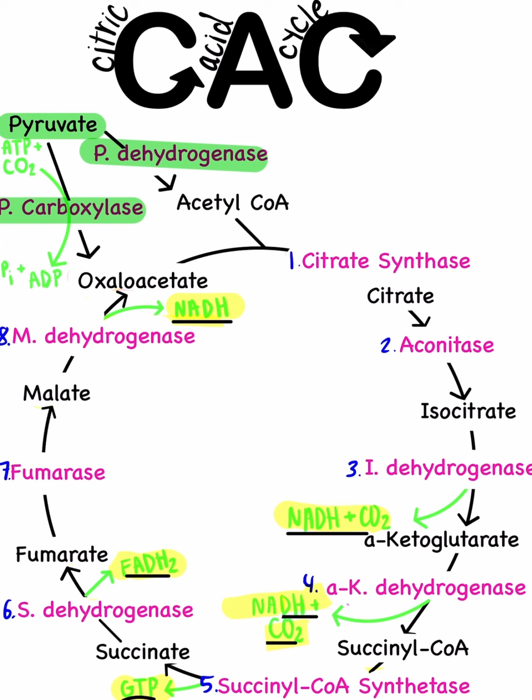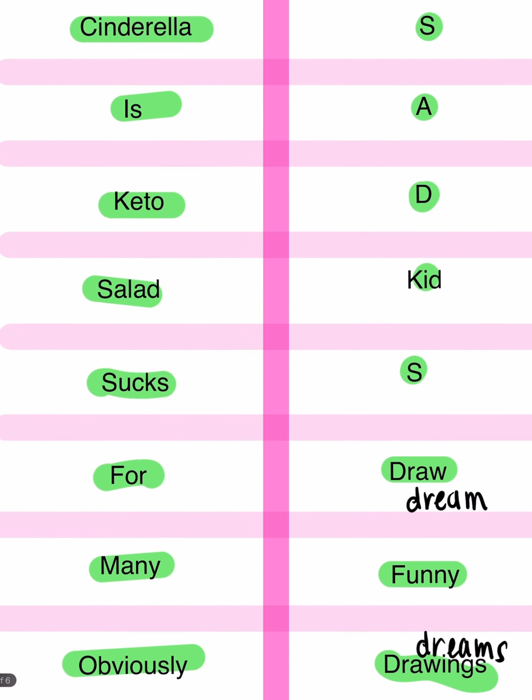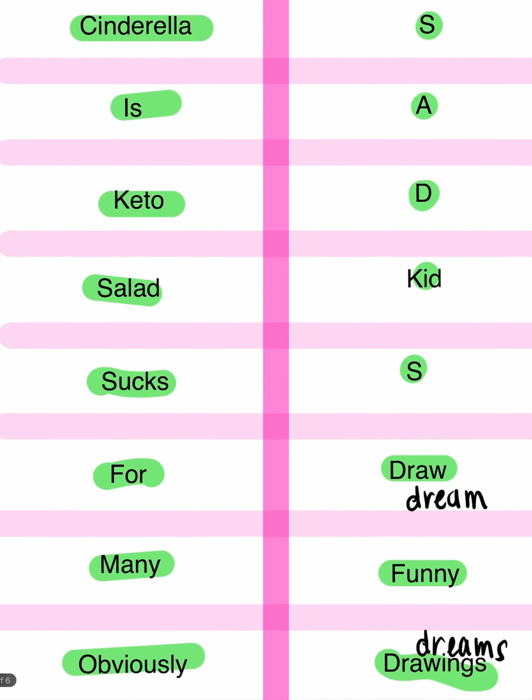So now that we've gone through all the steps and you've stuck to the end of the video, I'm going to reveal my secrets to memorizing this whole thing. For the enzymes, it's going to be on the right, and for the substrates it's on the left. So let's begin with the left side.